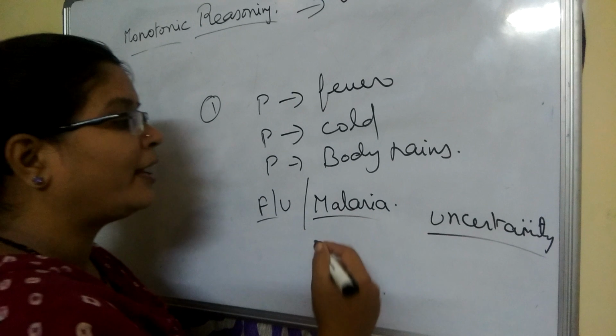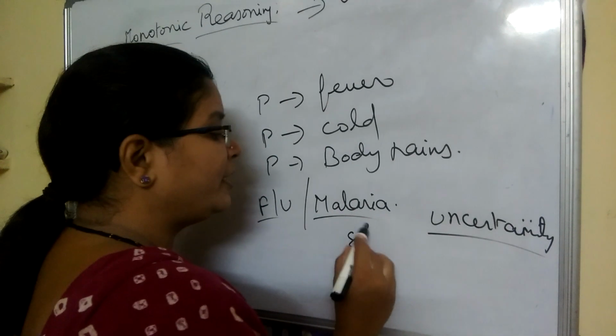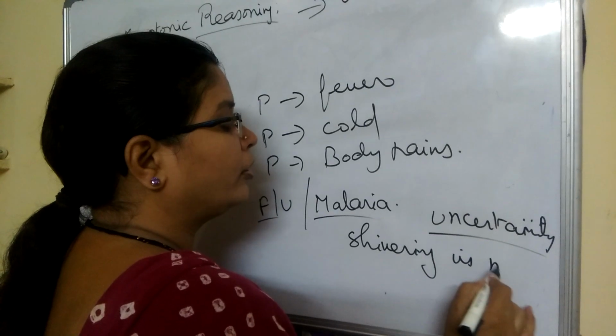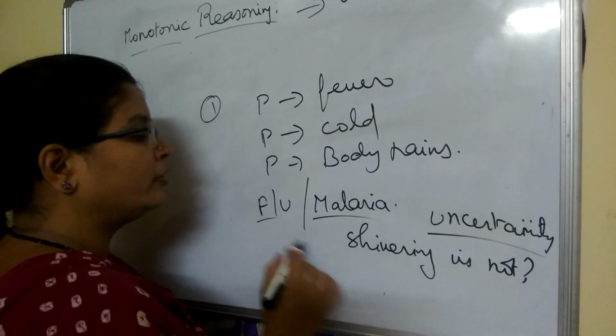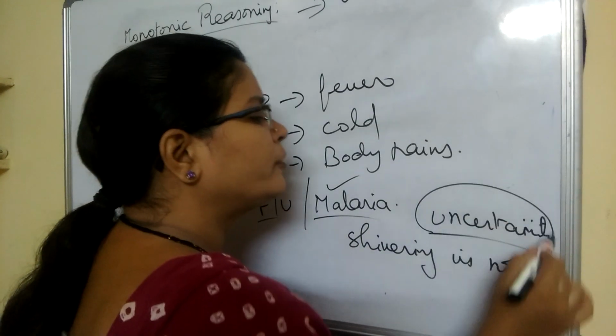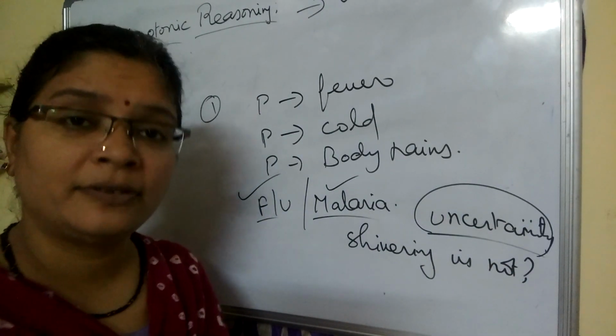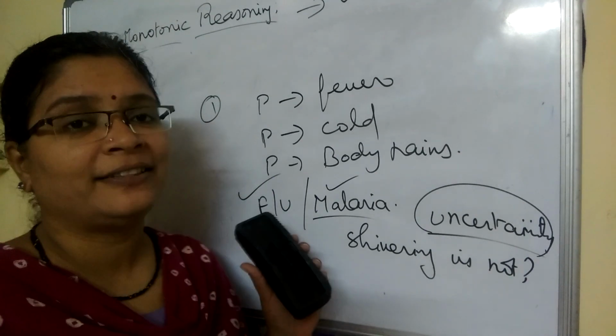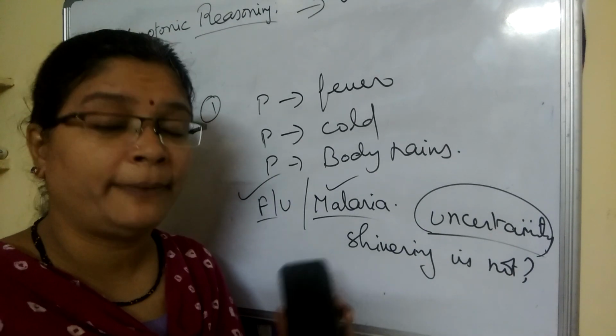Okay, for that we have to collect the evidence for whether shivering is there. This is one of the properties of malaria. Shivering is there or not. Based on this, we can conclude the disease as either flu or malaria. This is also one small example of the uncertainty in concluding the disease, whether it is exactly this disease or not, in order to provide the medication.